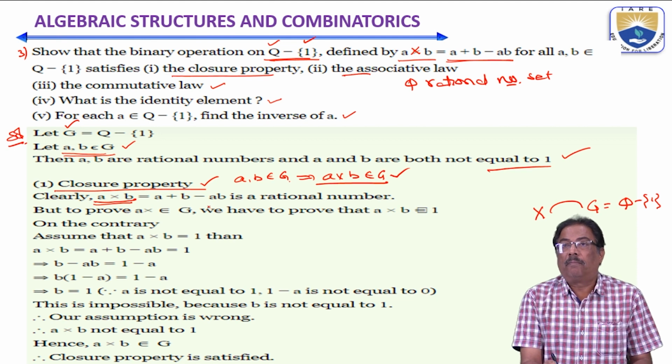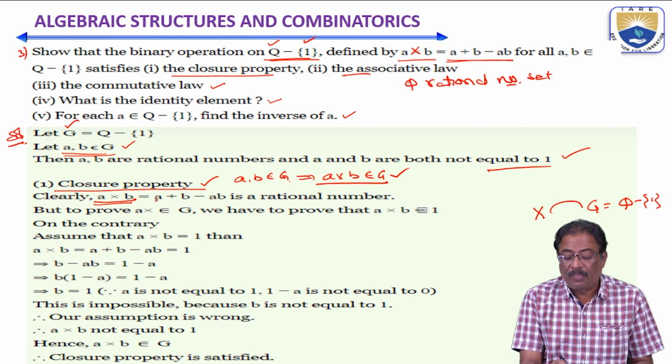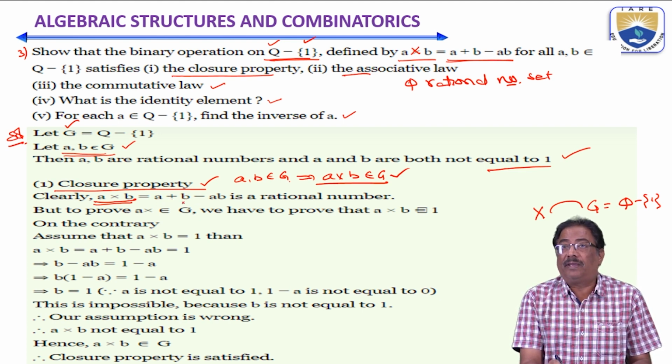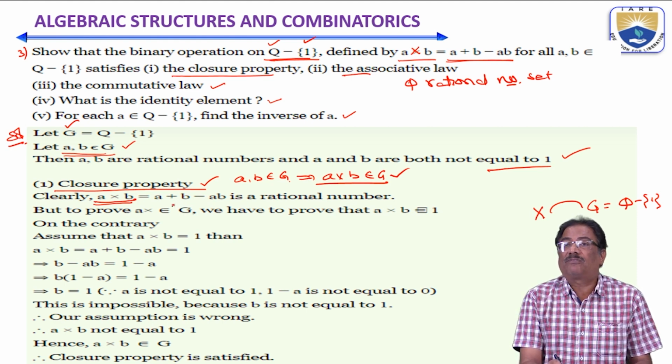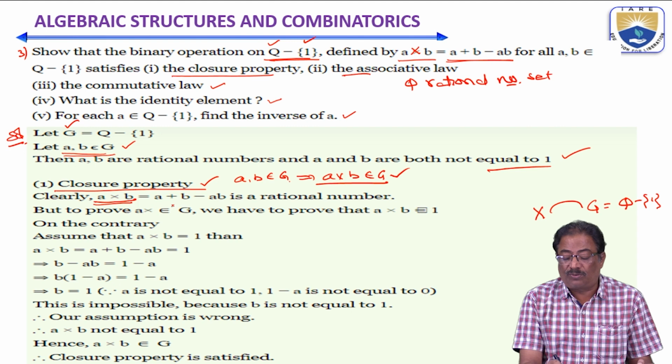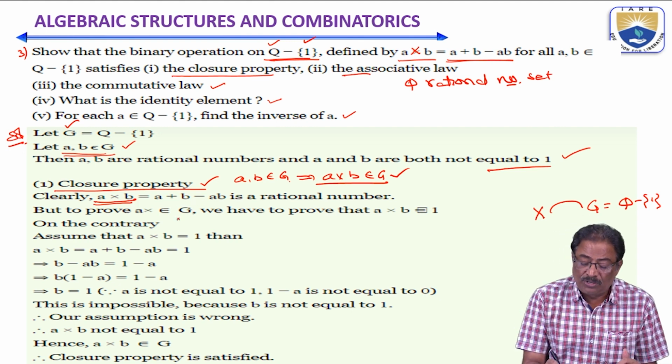A plus B minus AB. Then what is A plus B minus AB? A plus B is again a rational number. A is a rational number, B is a rational number which is not equal to 1. So definitely A plus B is also a rational number which is not equal to 1, and minus AB is also a rational number which is not equal to 1.